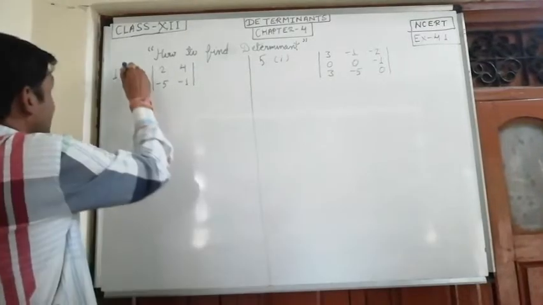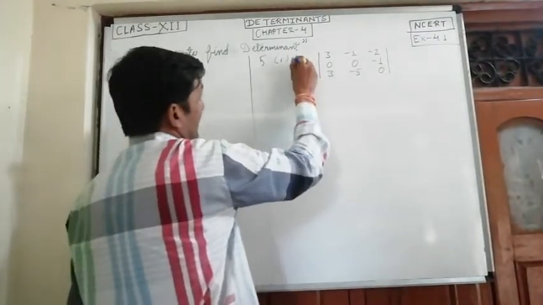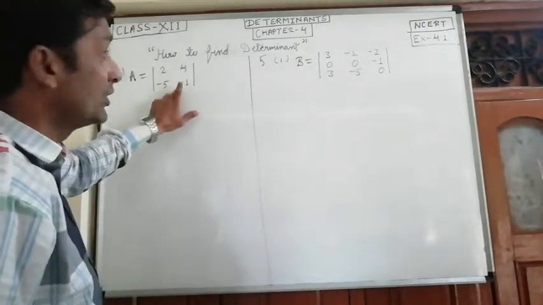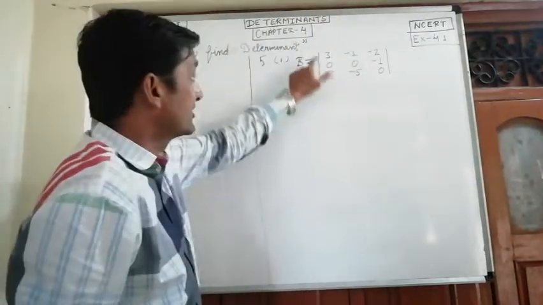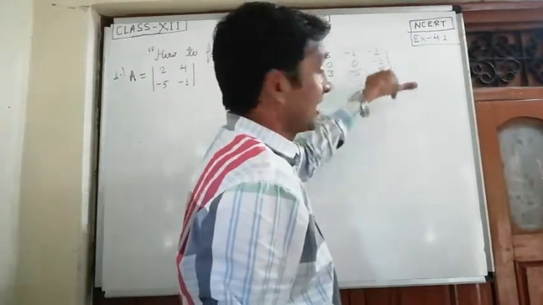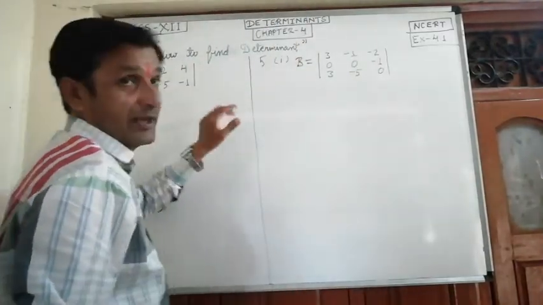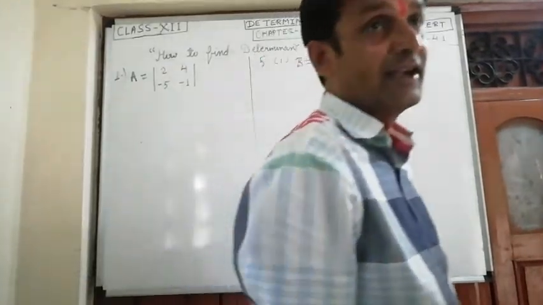Suppose I am assigning it as A and this one as B. It is a 2 by 2 determinant and this one is a 3 by 3 determinant. Means 3 rows and 3 columns are there in this determinant, and here 2 rows and 2 columns are there in this determinant A. So I will tell you how to find determinant.